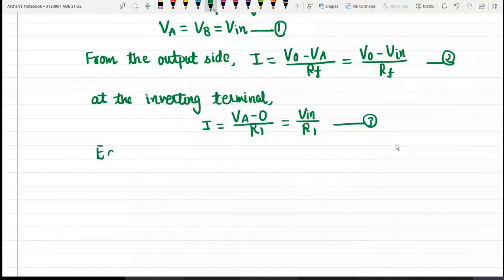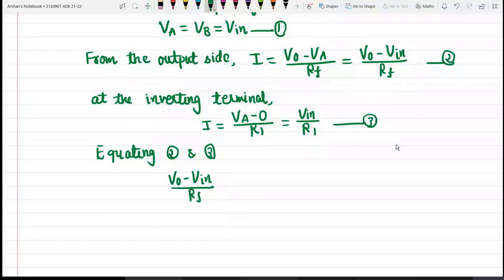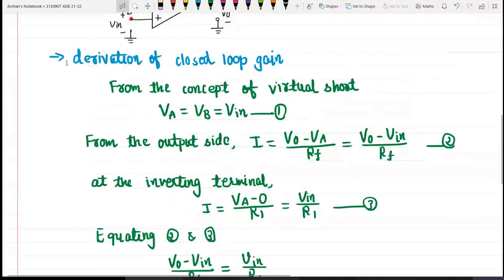Okay, so equating equations 2 and 3, we will be able to write (V0 - Vin)/RF = Vin/R1. Okay, now what we are trying to do with this analysis is derive the closed loop gain.